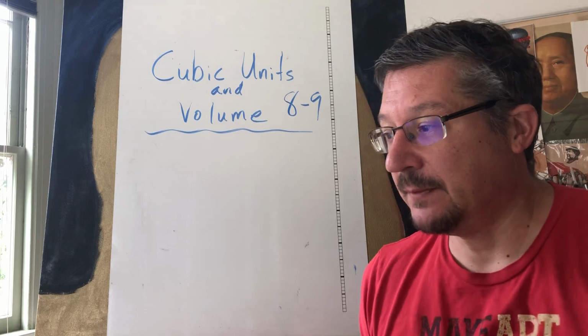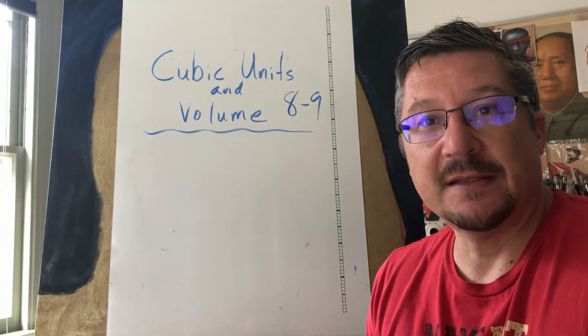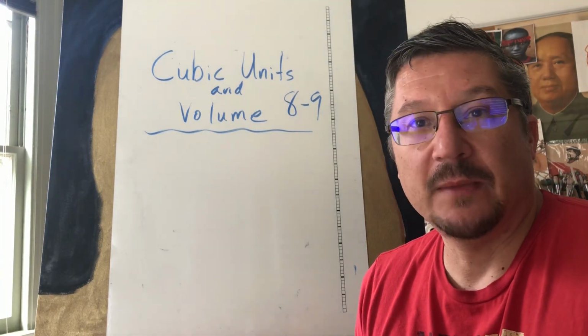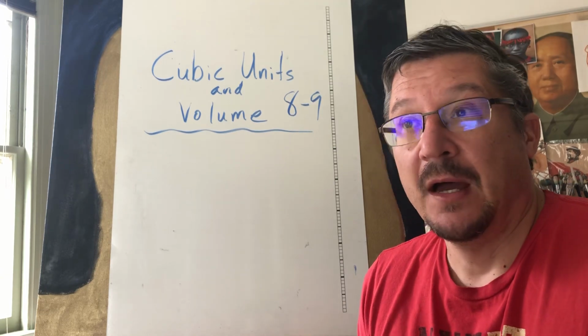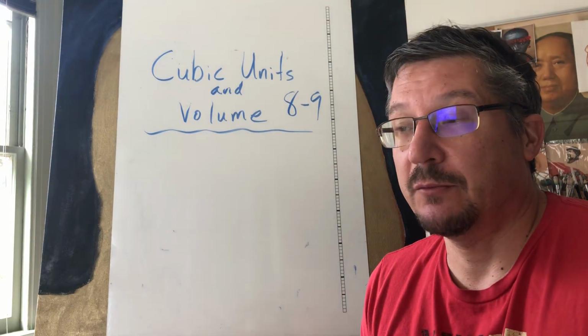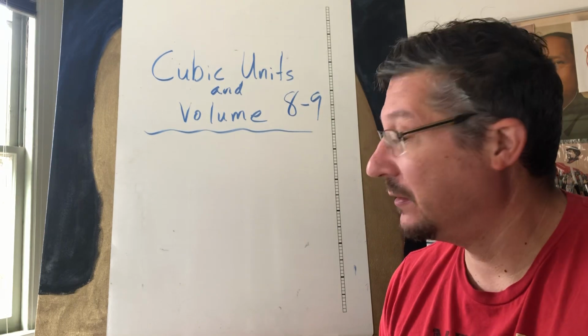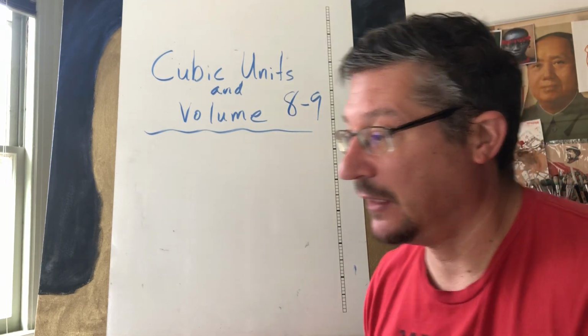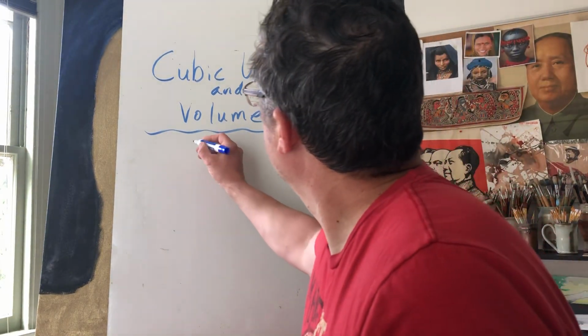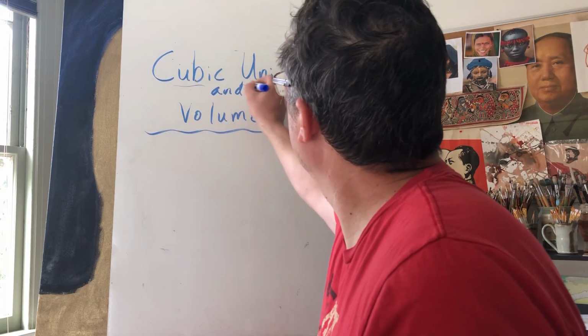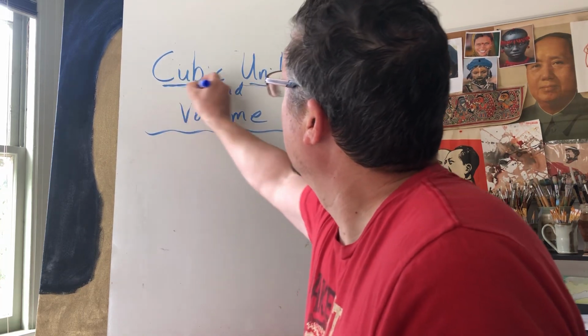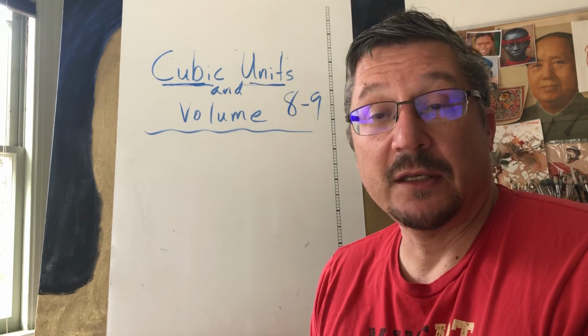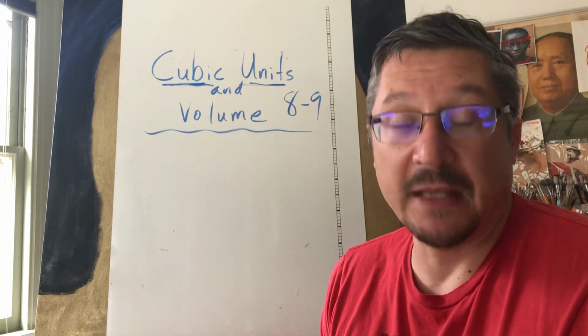So this lesson is pretty straightforward. It's just to give you the idea of what volume is and how to find volume. And it just gives you visual references. So just remember the key word on this lesson is a cubic unit. So right here, cubic unit, it's already up here.